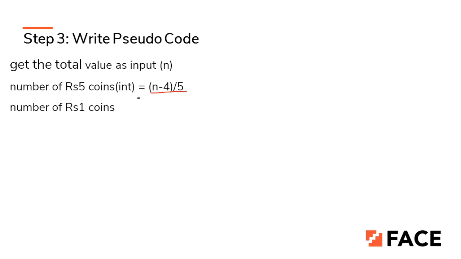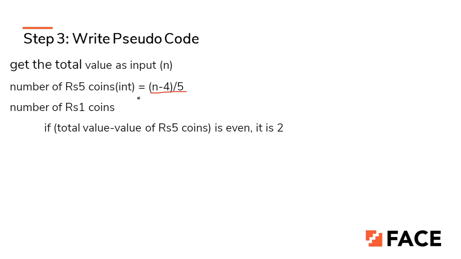Next, we are going to find the number of 1 rupee coins. So the number of 1 rupee coins is found after you remove the number of 5 rupee coins. After you remove the 5 rupee coins, the value will be the total value, where you subtract the value of 5 rupee coins. The value of 5 rupee coins will be 5 into the number of coins.